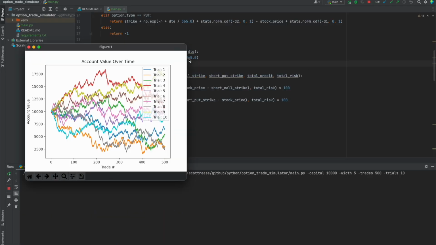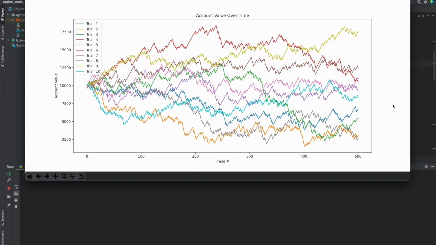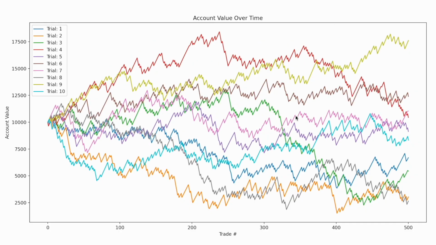And there we are. Let me go ahead and expand this out a bit so it's easier to see. So now with this simulation, we have a much more even distribution of the outcomes of all 10 trials. Again, each one starts with a capital amount of $10,000. And over the course of making 500 trades, about half of them either broke even or made money, and the other half lost money. And also take note, not a single portfolio went to zero.